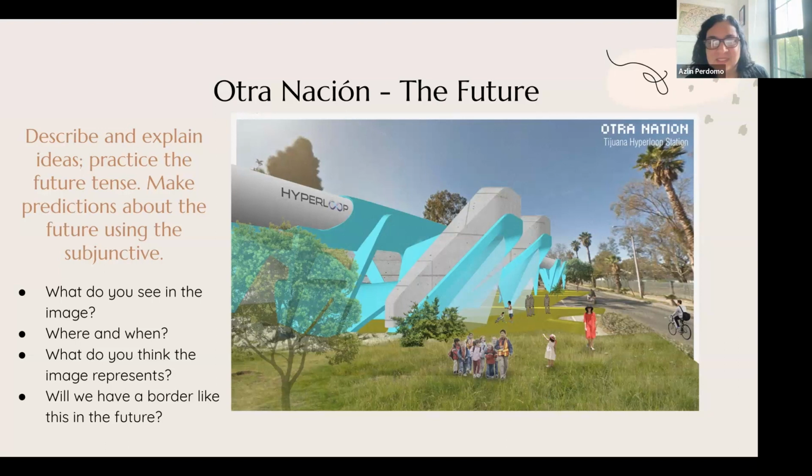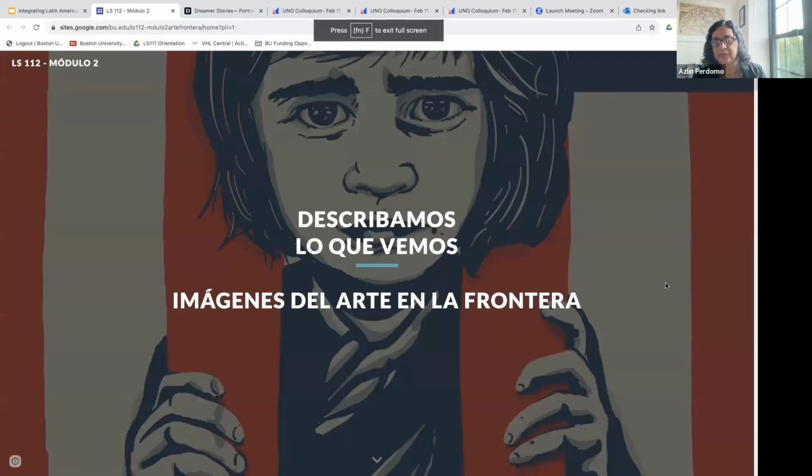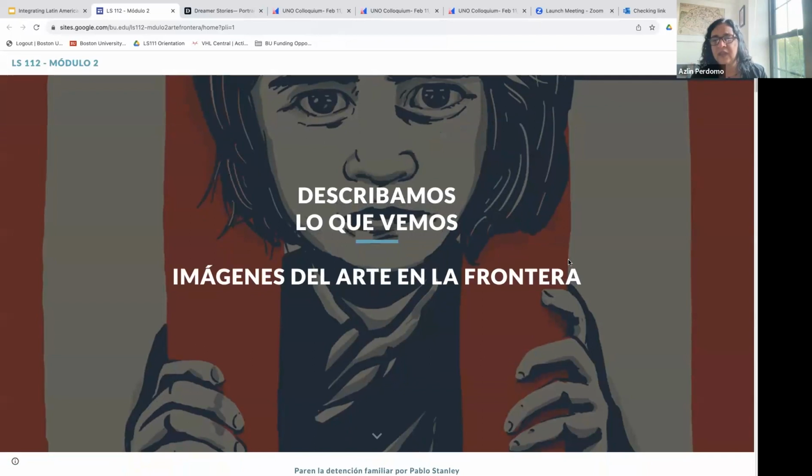So I would like to go to the last one, Arte de la Resistencia. And here I'm just going to show you a lesson, the lesson that I use and how it is incorporated in the classroom. For each class, there is a website, and this is the one for the class about images at the border or art at the border. And I just want to go through it.